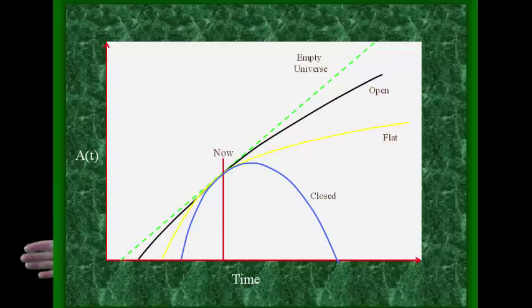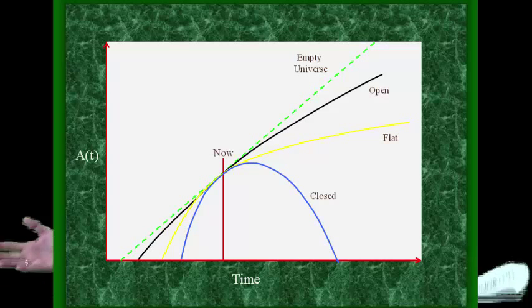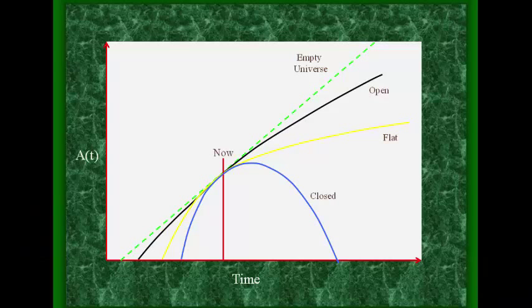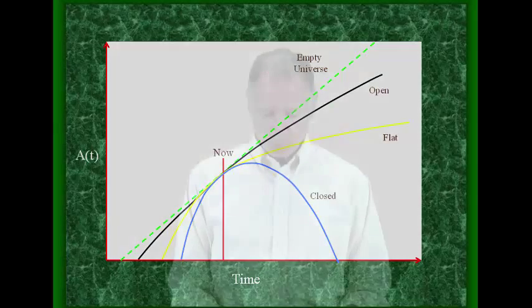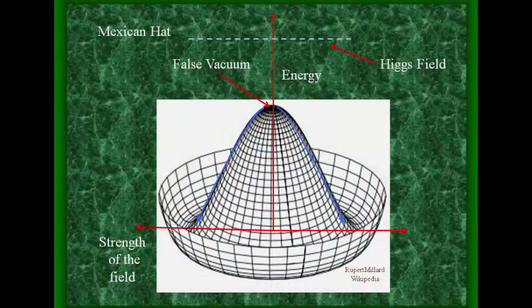And remember now, the scalar factor is affected by time. So we're making the measurements now, and that's why they all come together at now on the graph. Just keep in mind that the scalar factor is affected by time. And I'll get into this graph much more when we talk about dark energy.